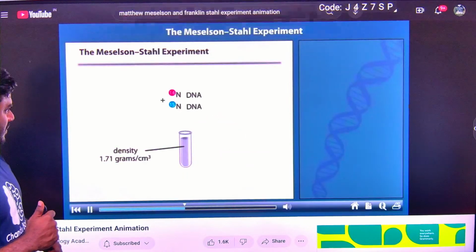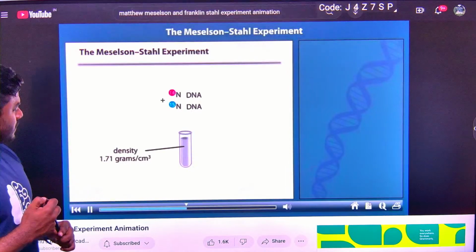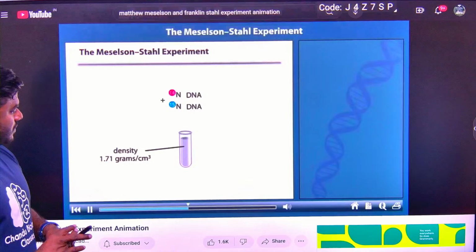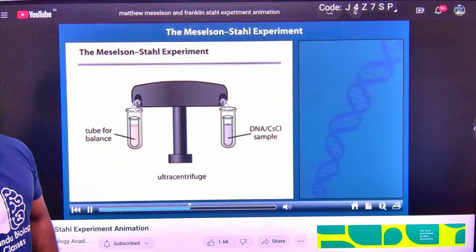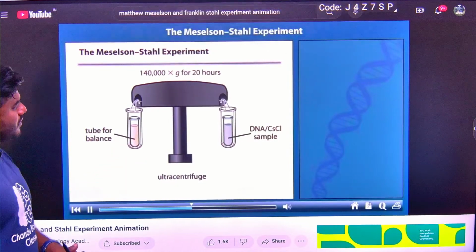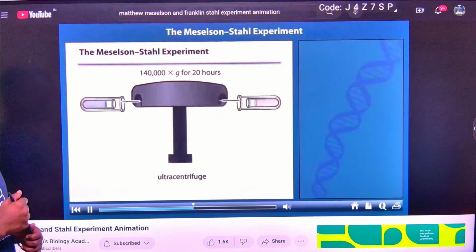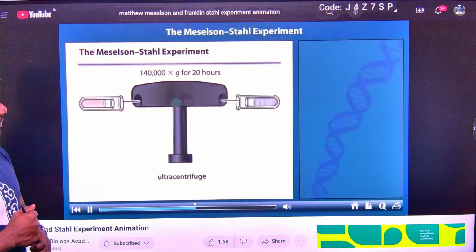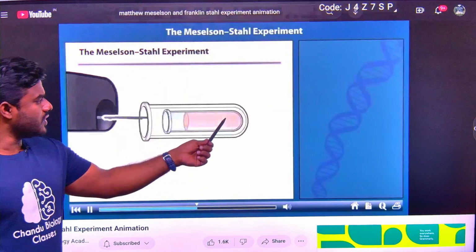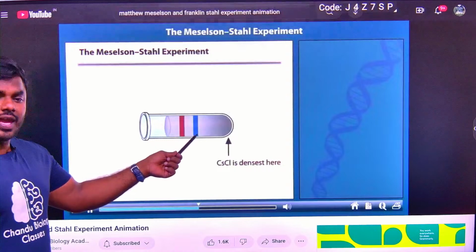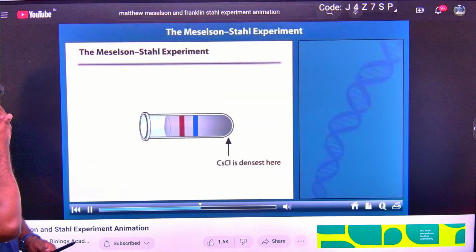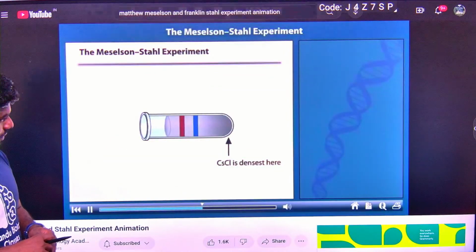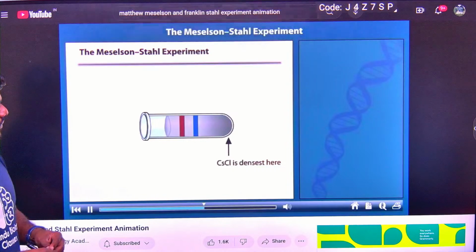The density of the cesium chloride was 1.71 grams per cubic centimeter, the same density as DNA. The tube was placed in an ultracentrifuge, just for balance, capable of high-speed centrifugation, 140,000 times the force of gravity for 20 hours. At this high speed, cesium ions had a tendency to sediment toward the bottom of the tube, forming a higher density solution at the bottom compared to the top. And light. Other substances, such as the DNA, move to the position within the tube that matches their own density. Which band of DNA contains the heavy isotope, N15, of nitrogen? Click on the correct band.